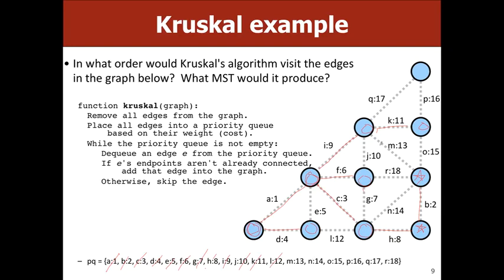M13, which is here to here. Include. Don't include. Yeah, so if we included M13, we would have a cycle going from here, here, here, here, here, and back. So we don't want to include it. Okay. N14, here to here. Include. Don't include. Yep. O15, which is here to here. Include, don't include, okay. P16, which is here to here, include, don't include, okay.